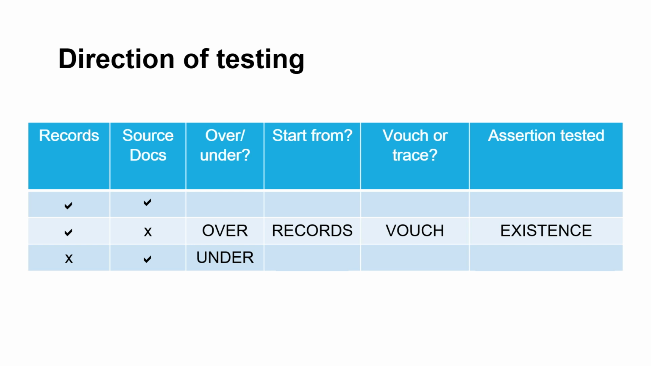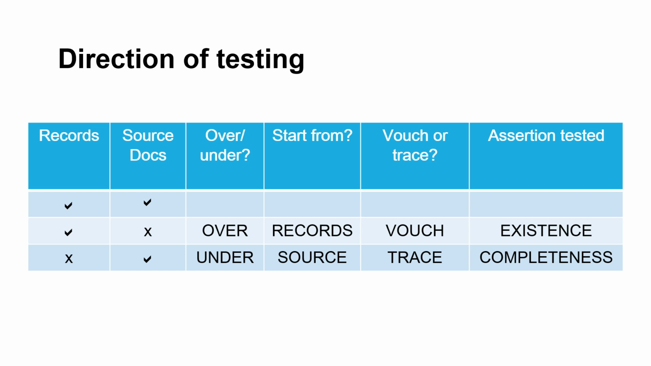And if the records are incomplete, then the records are understated. And as to the question of where should we start from, again, we reflect on the fact that, well, hey, there are no records. I cannot start from the records because there are no records. So we will start from the source documents. And this is what we technically call as tracing. And tracing will be a test for completeness.